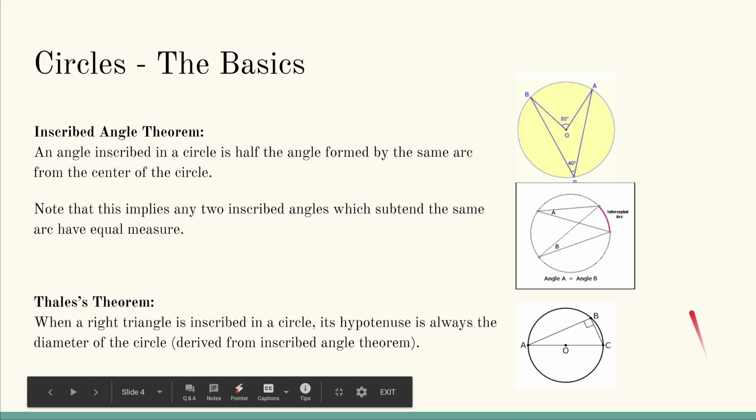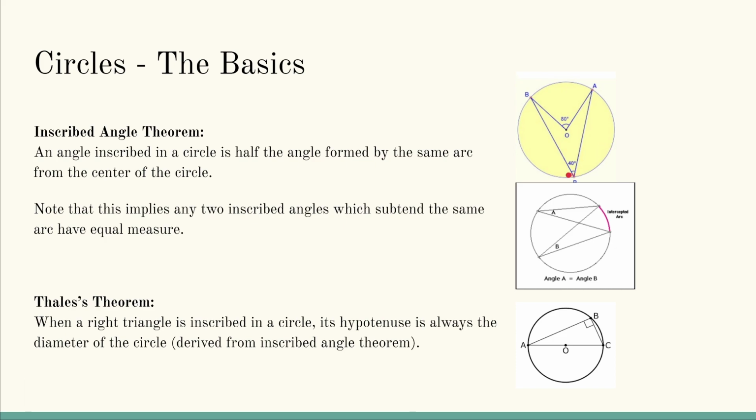So we have the inscribed angle theorem, which states that an angle inscribed in a circle is half the angle formed by the same arc from the center of the circle. So for example, AOB is two times the size of ACB. Alright. So this also implies that two inscribed angles which have the same arc are also the same measure. And if you wish to have a proof of this, you can type in chat.